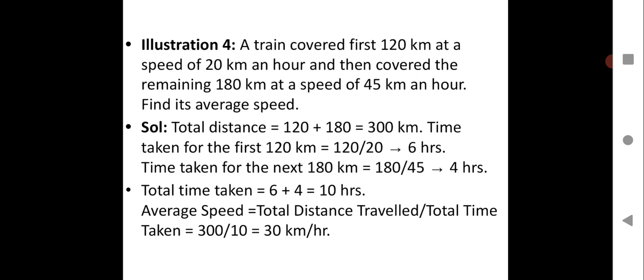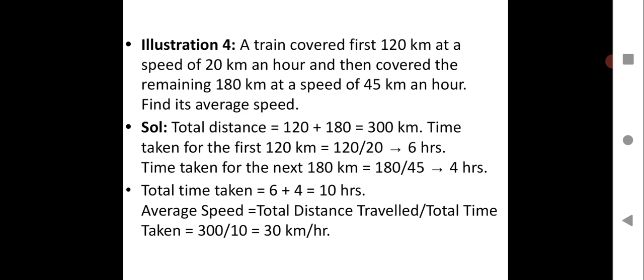Then you have illustration 4. A train covered first 120 km at a speed of 20 km an hour and then covered the remaining 180 km at a speed of 45 km an hour. That means it is showing a different speed. So you need to find the average speed of the train. Let us see. First find total distance. That means 120 plus 180, that is 300 km.